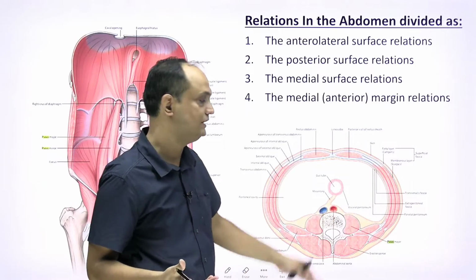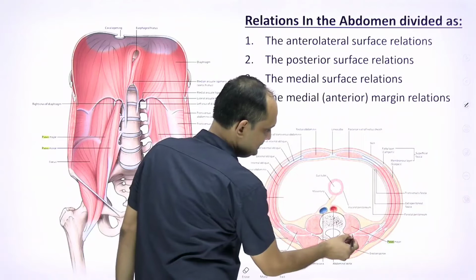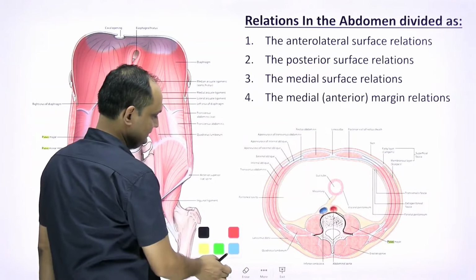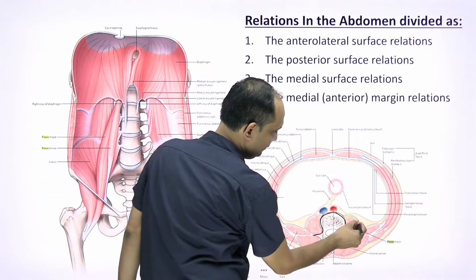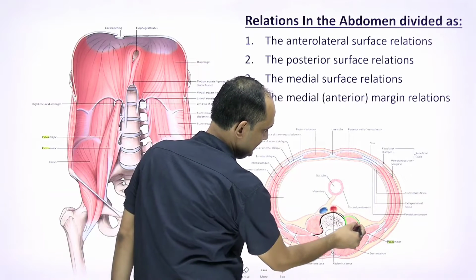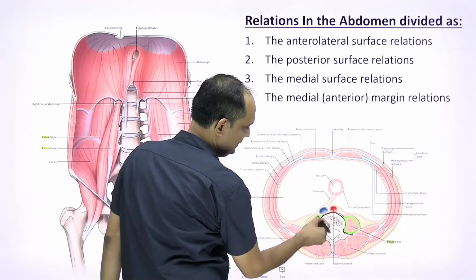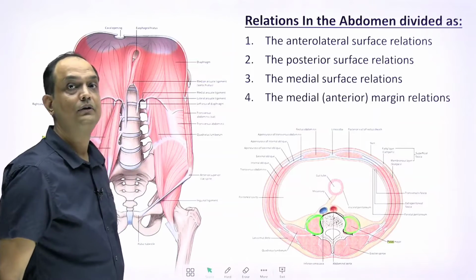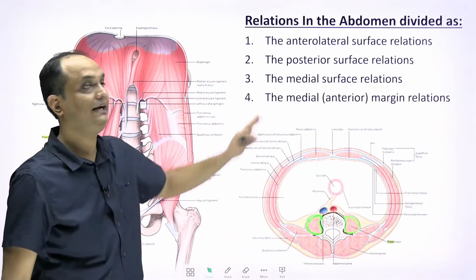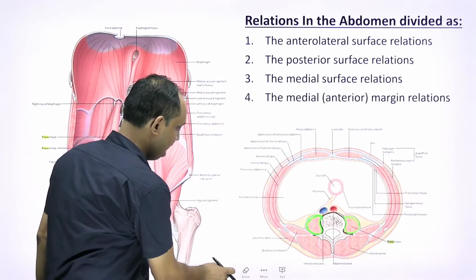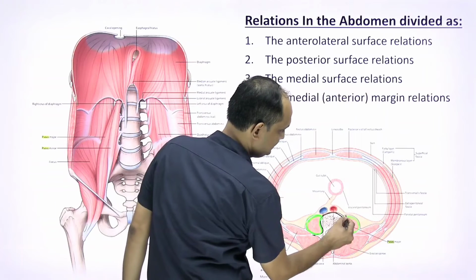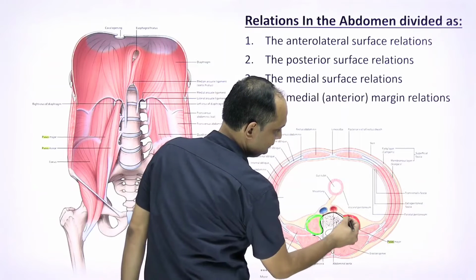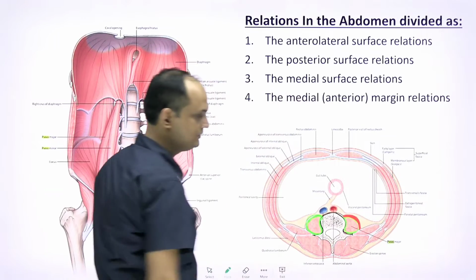Now when you see this transverse section of the abdomen, this is your lumbar vertebra. Now you can see the muscle is present on both sides of this vertebra. This is here on one side and this is here on the other side. Now this psoas major muscle is divided into different surfaces. First is the anterolateral surface of the psoas major. So where is the anterolateral surface? This is the anterior surface of the psoas, and this is the lateral surface of the psoas. So this becomes the anterolateral surface of the psoas major.